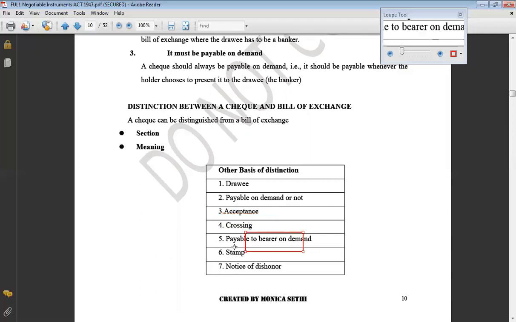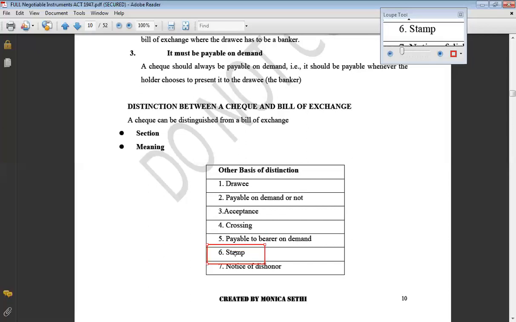Payable to bearer on demand. Now we have done one common essential in case of promissory note and bill of exchange, that both of them cannot be made payable to bearer on demand. They can be payable to bearer or they can be payable on demand, but they cannot be both payable to bearer as well as on demand as per section 31 of RBI Act. But in case of check, there's no such condition. Checks can be made payable to bearer on demand because they always are payable on demand and we can always issue bearer checks also.